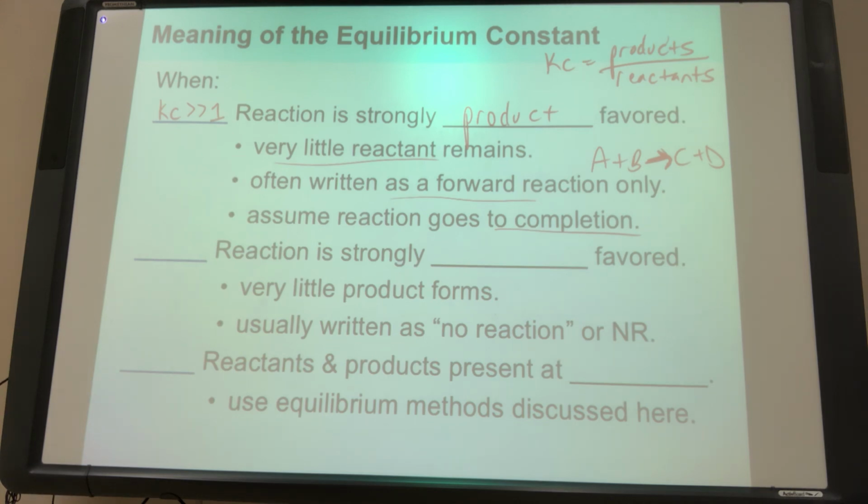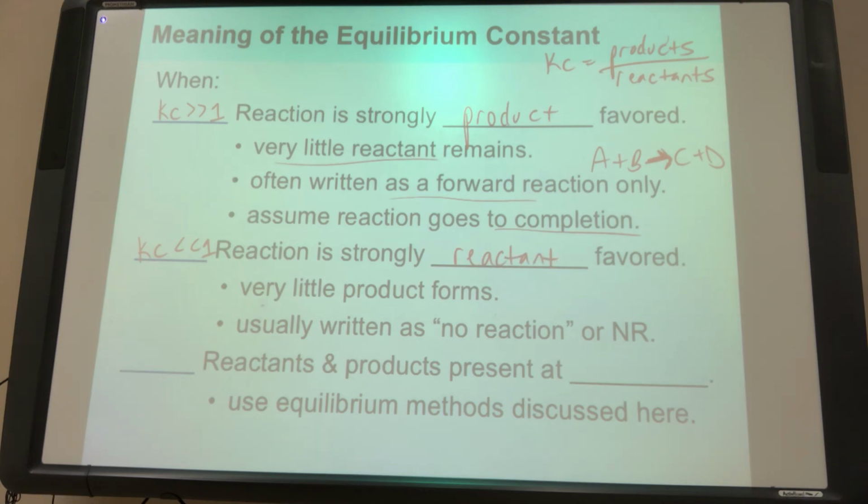All right, now let's say KC is a lot smaller than 1. Then it's going to be the flip. This is where we're going to have a fraction. To have a fraction, you have to have more reactants than products. So it would be like saying 10 products, 100 reactants. So that'd be 1/10. Okay? So if I have more reactants than products, this means it's going to be strongly reactant favored.